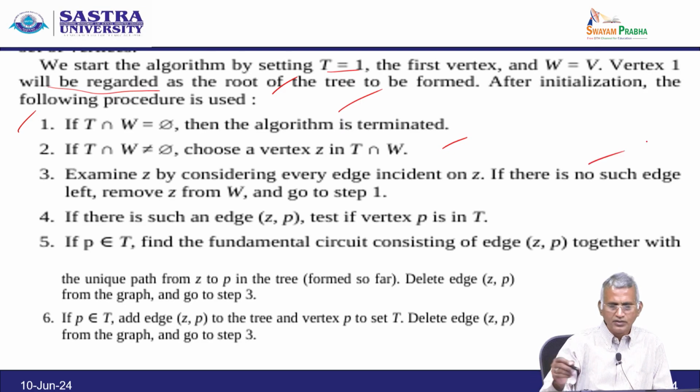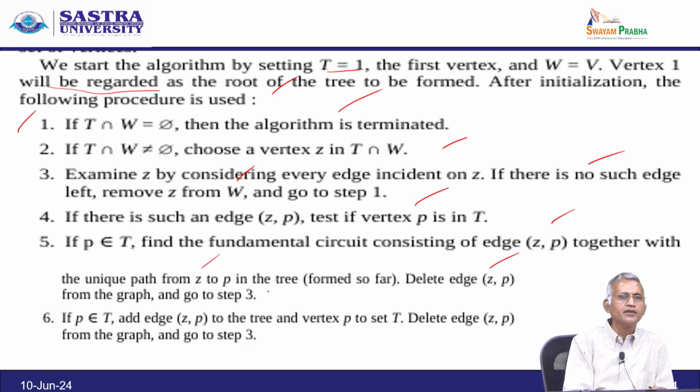If there is no such edge left, remove Z from W and go to step 1. If there is an edge Z, P, test if vertex P is in T. If P is in T, find the fundamental circuit, which consists of edge Z, P together with the unique path from Z to P in the tree. Delete edge Z, P from the graph and go to step 3.